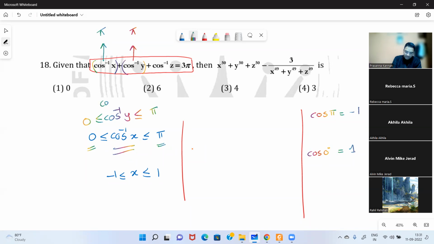And what is the maximum value that cos inverse z can take? Pi. Yes. Cos inverse z is also an angle. It lies between 0 and pi. Therefore, cos inverse z can also take maximum value. What is it? Pi. Understood? Unless each one of them takes exactly pi, can the addition become equal to 3 pi?